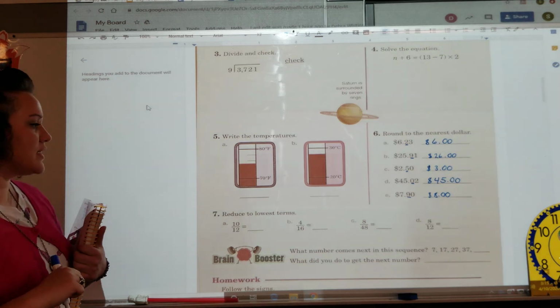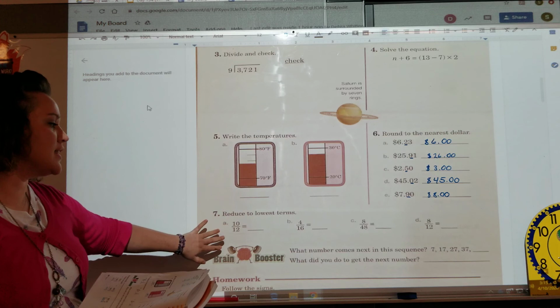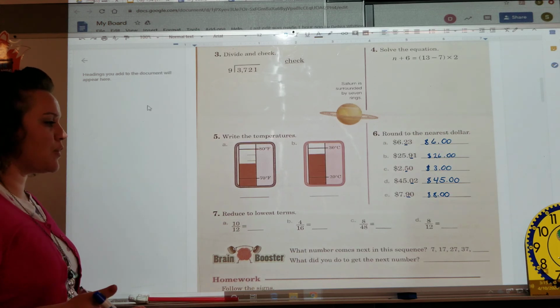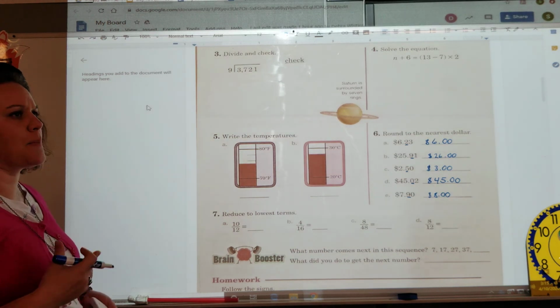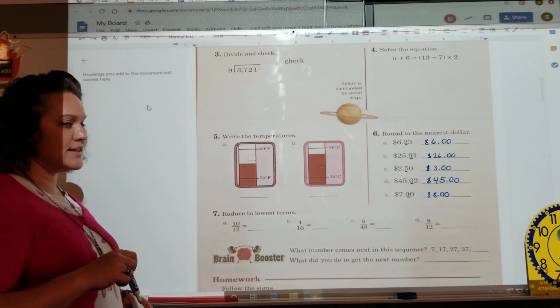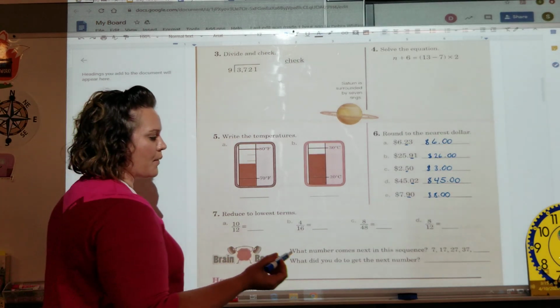I think we've got the rest of our section pretty well. You've been working on reducing to lowest terms. And then for your brain booster, what number comes next in this sequence? I want you to think, is there a pattern to this? 7, 17, 27, 37. What changed as we were going?